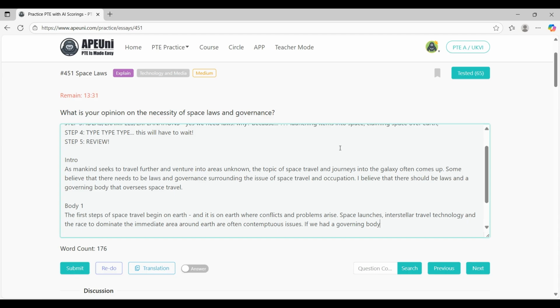The first steps of space travel begin on Earth, and it is on Earth where conflicts and problems arise. Space launches, interstellar travel technology, and the race to dominate the immediate area around Earth are often contemptuous issues. If we had a governing body that controls all space related issues, there would be less conflict.